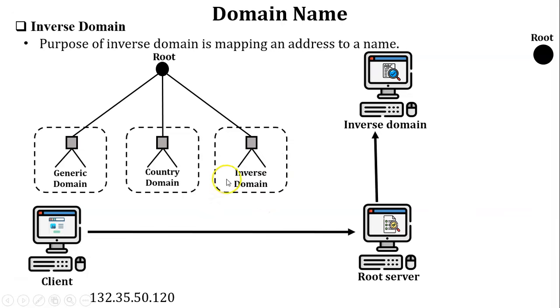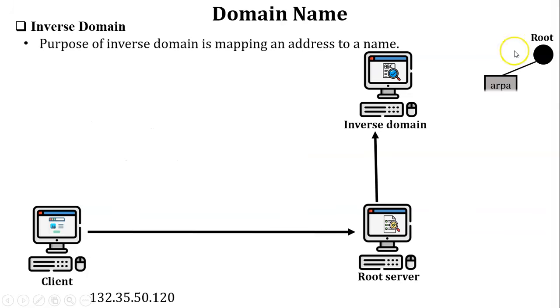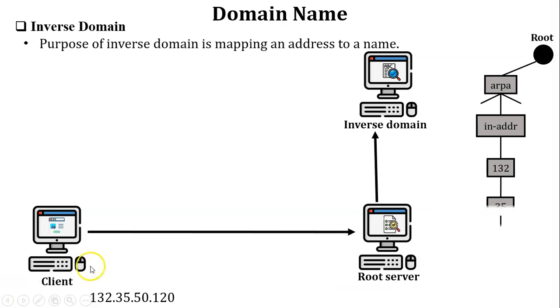So here we are discussing the inverse domain. In the inverse domain, the top level domain is ARPA. So the root node is directly connected with the ARPA domain. The ARPA is connected with the second level domain in the inverse domain, which is in-addr. Meaning the in-addr is the inverse address. So the rest of the nodes define the IP address.